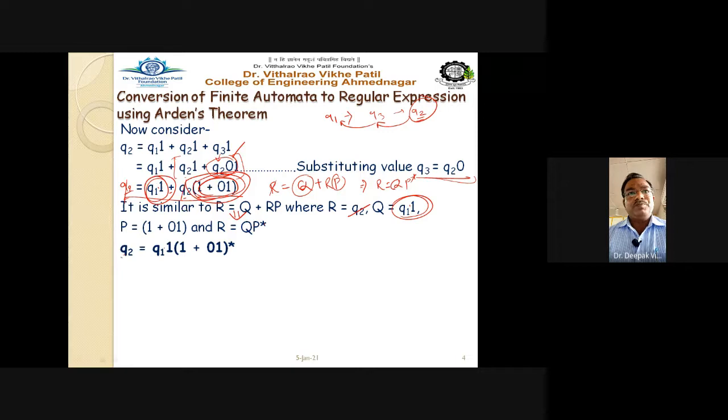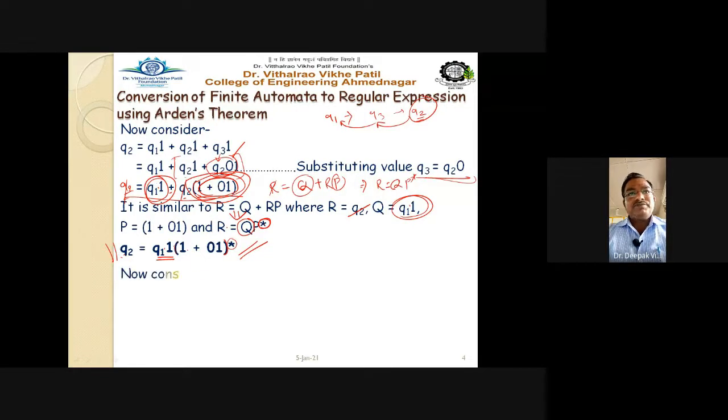So Q2 equal to the value, what is the value of capital Q? Capital Q is nothing but your Q1.1. I have written here Q1.1 into bracket, the value of P is nothing but 1 plus 0.1. This is my P, and raised to star, because you have to take the star closure here. So this is the equation for Q2. Remember this. That's why it is marked bold here. Q2 we have found out in terms of Q1, that is equal to Q1.1 into bracket 1 plus 0.1 bracket complete raised to star, right?